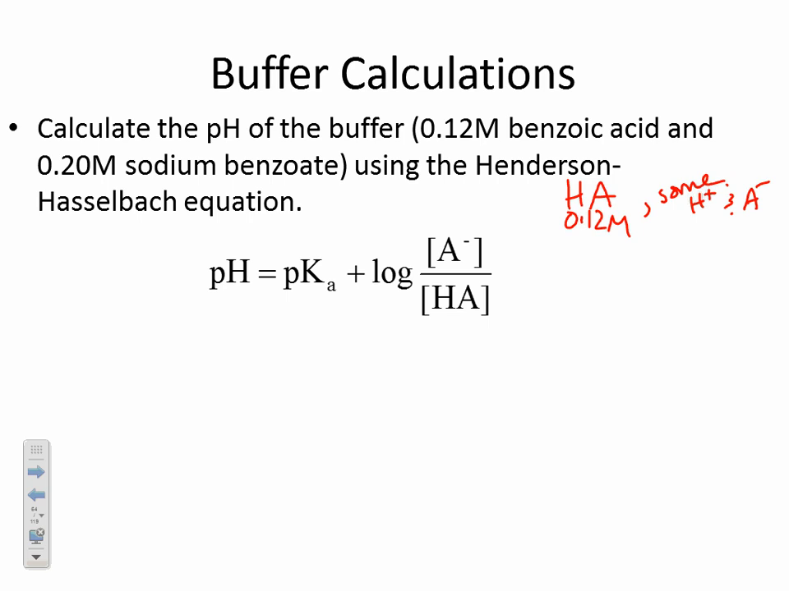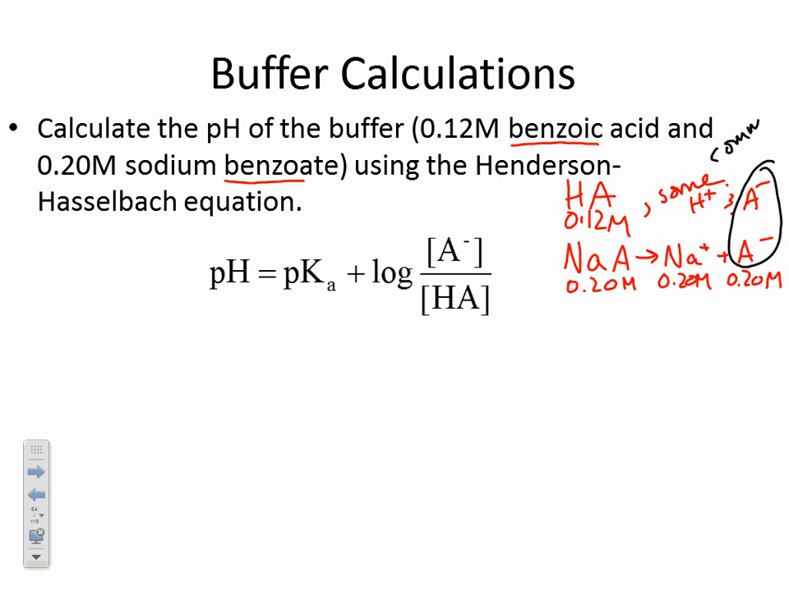And then we also have sodium benzoate, so that's NaA. I know that it's also the A because benzo is common to both. This is a group 1 ion, so it's going to completely dissociate into Na plus and A minus. So I've got 0.20 molar of this, so I'm going to have 0.20 molar of that and 0.20 molar of that. And boom, common ion. So I know I have A minus coming from the sodium benzoate in this case, so I know I have a buffer. Now, in order to solve this, we need the Ka value.